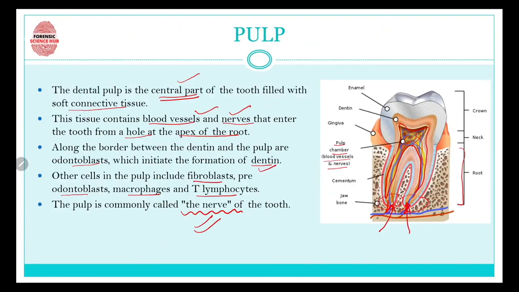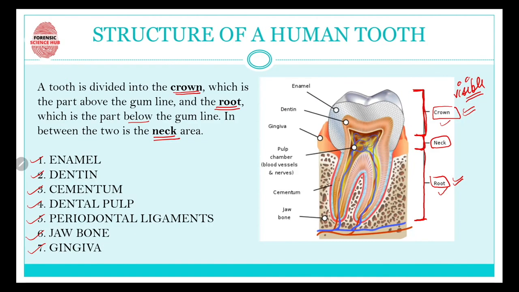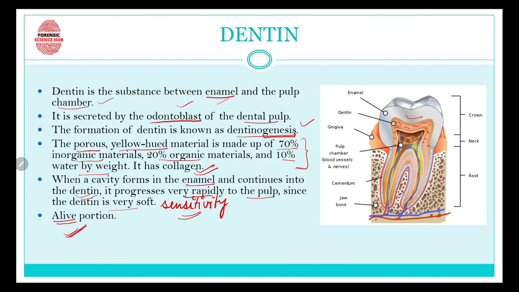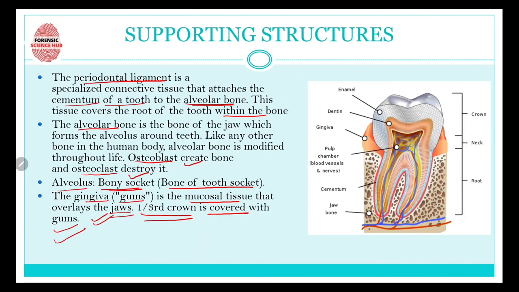So I hope you understood the different parts of human teeth. First of all, it is divided into crown, neck and root. Then there are different structures like enamel, dentine, pulp, cementum, then supporting structures like periodontal ligament, alveolar bone, gums, right? All the important points I've discussed in this video, you must remember them all.